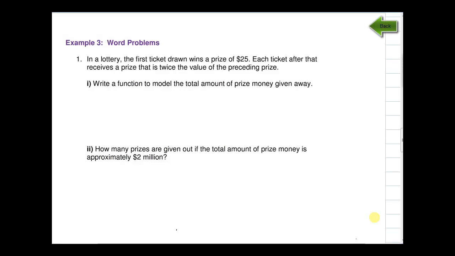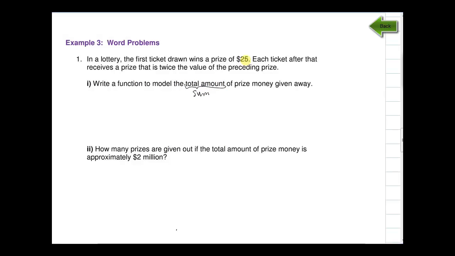Okay, so application problems, example number 3. We're going to take a look at 2 questions, one that deals with a lottery scenario and one that deals with an oil production scenario. In the first one, in a lottery, the first ticket drawn wins a prize of $25. Each ticket after that receives a prize that is twice the value of the preceding prize. You're asked to write a function to model the total amount of prize money given away. So total amount is going to suggest a sum.